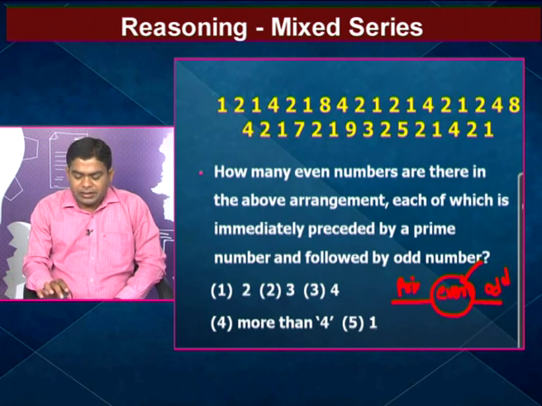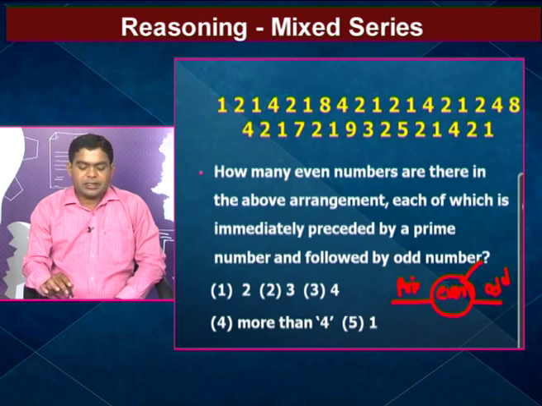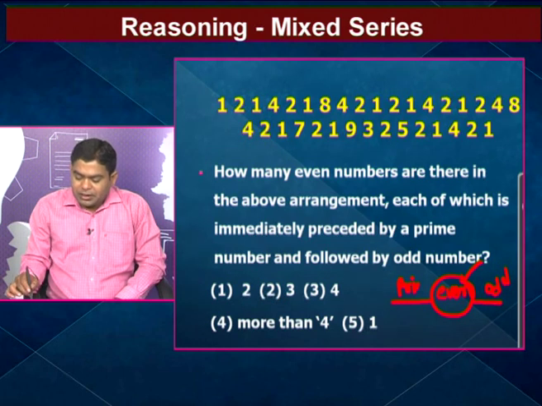After that we go to the next even number, that one is 2, it is preceded by 4, but according to our condition it must be preceded by a prime number, that means this even number is not satisfied. After that we go to the next even number, that one is 2, so here it is preceded by a prime number and followed by an odd number, that means this 2 satisfies the given condition, that means at present one even number is satisfied.